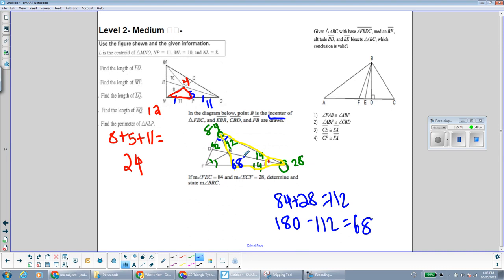Pause the video and try the next one, see if you can get the answer. The answer to the next one is answer choice 4. We know that BF is a median, so it's splitting the side of the triangle that it's on into two equal parts because a median connects midpoint to opposite vertex. So from endpoint to the midpoint, that's one equal part. From midpoint to the other endpoint, that's another equal part. So that's AF congruent to FC. And that's answer choice 4, CF congruent to FA.